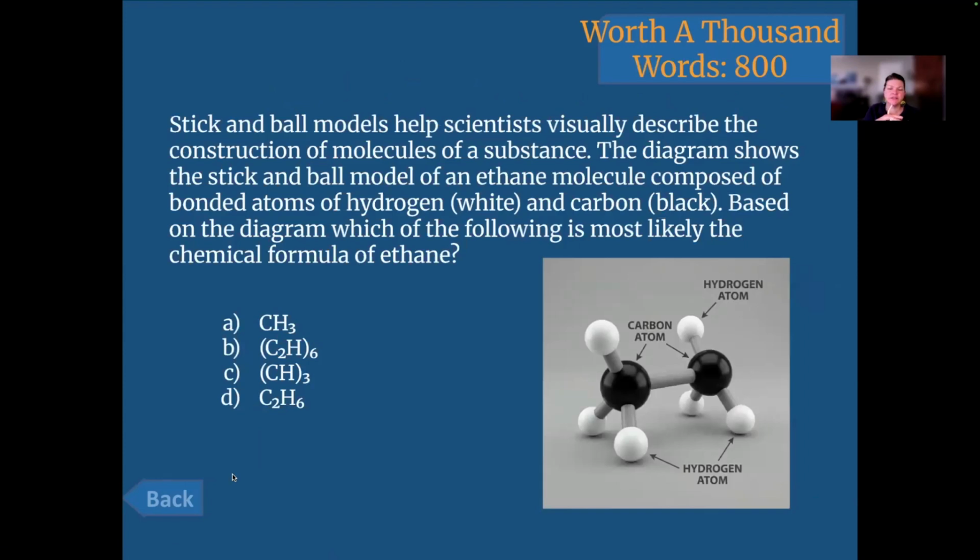Here's another science diagram, worth 1,000 words for 800. Stick and ball models help scientists visually describe the construction of molecules of a substance. The diagram shows the stick and ball model of an ethane molecule composed of bonded atoms of hydrogen, white, and carbon, black. Based on the diagram, which of the following is most likely the chemical formula of ethane?